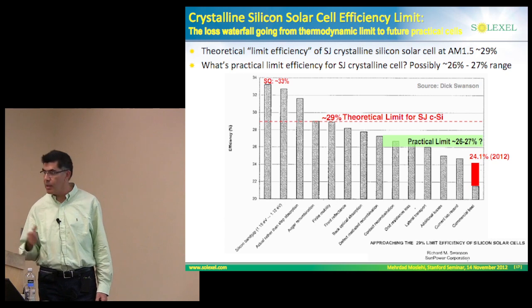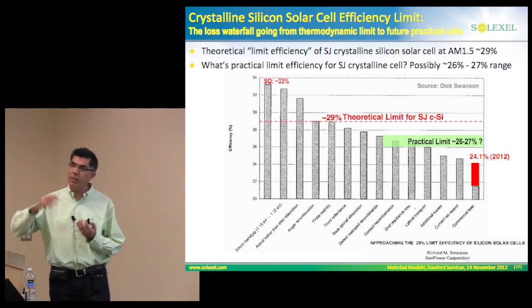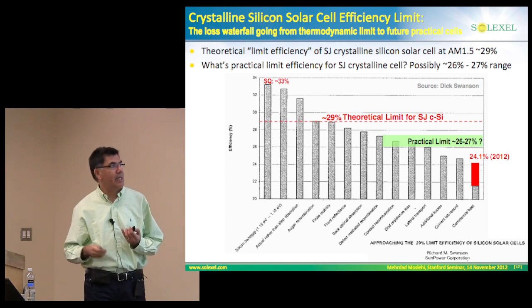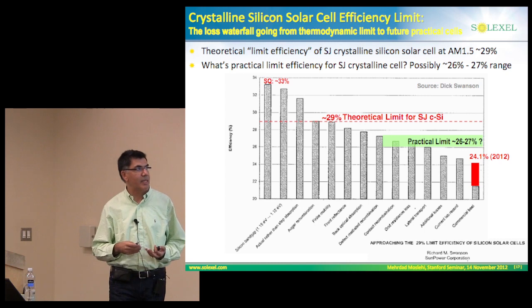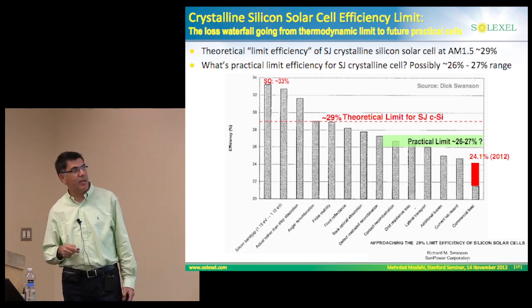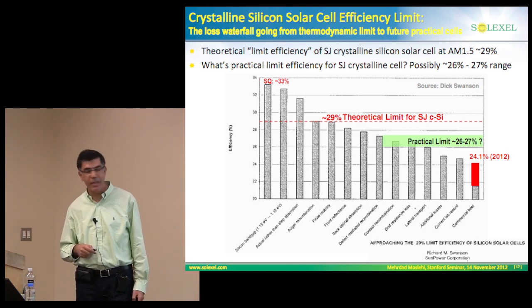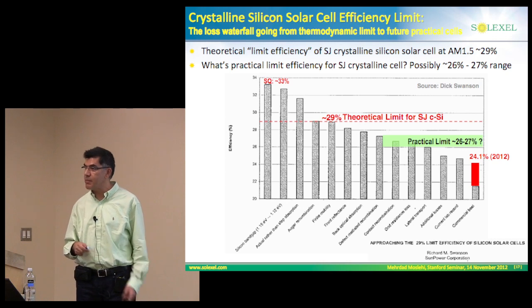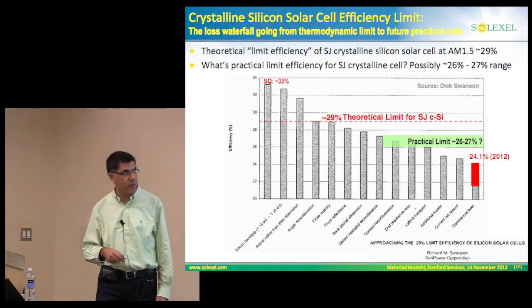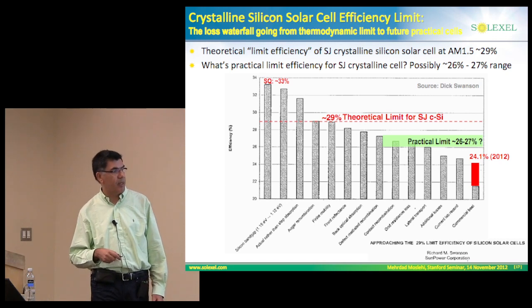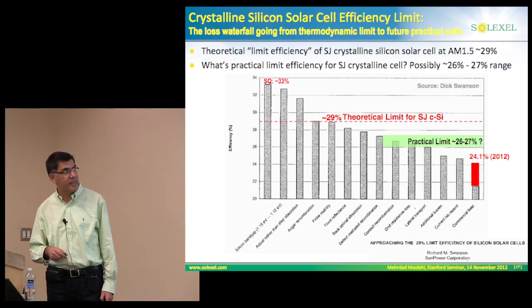So you might ask, in practice, how high can we make the efficiency? Based on what I have seen, I would put that maybe possibly in the range of 26 to 27% practical limit for single junction crystalline silicon. So there is still a lot of room for improvement of efficiency.